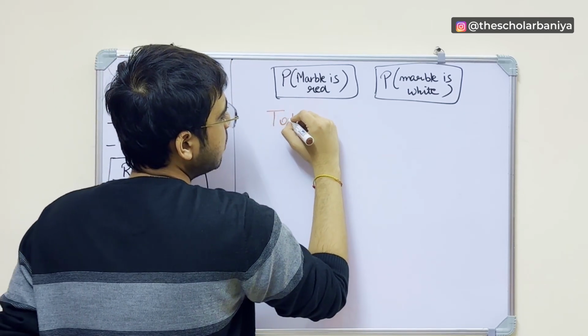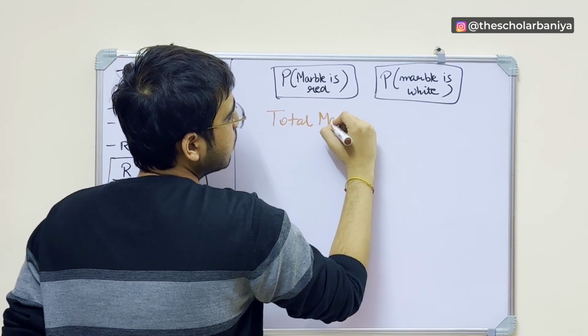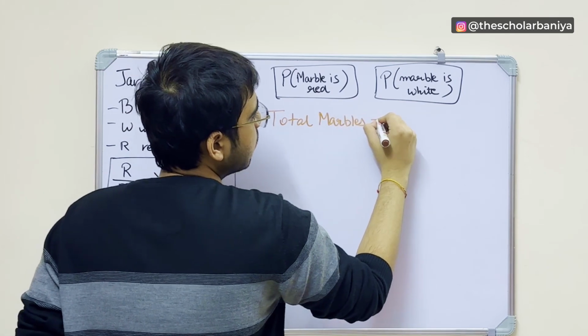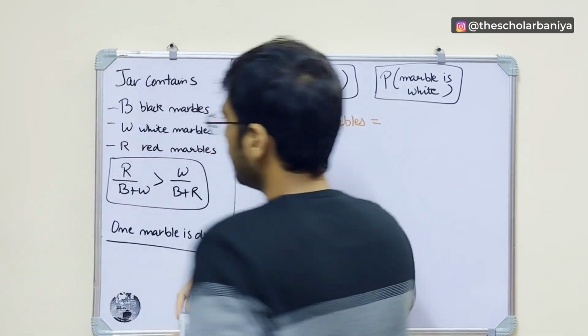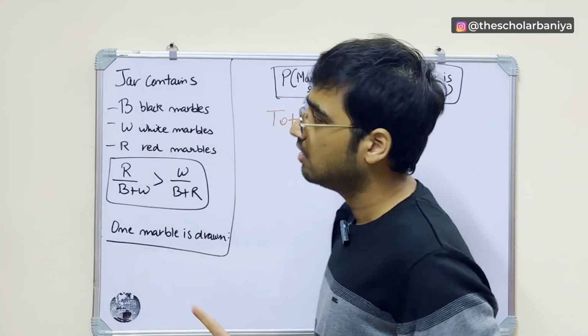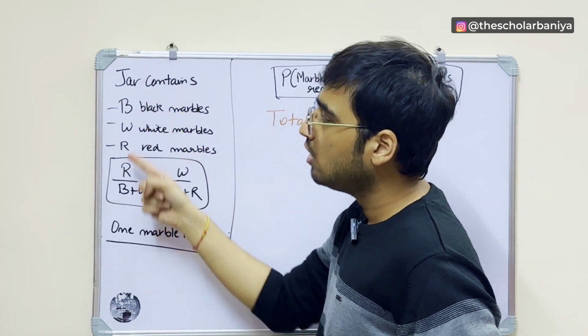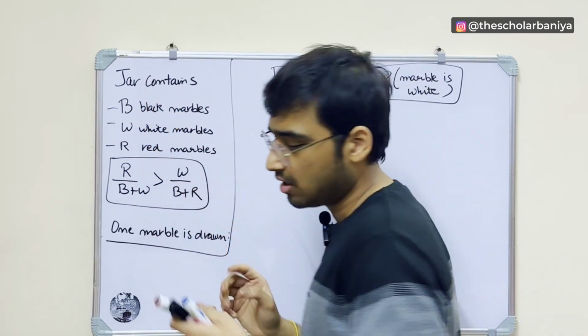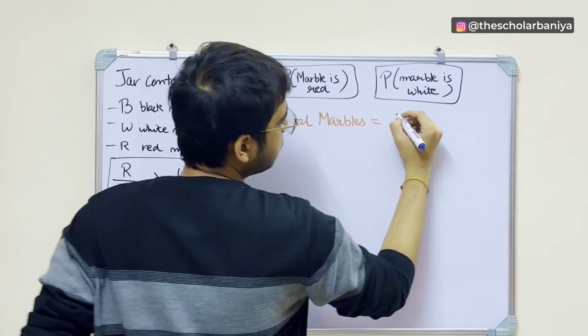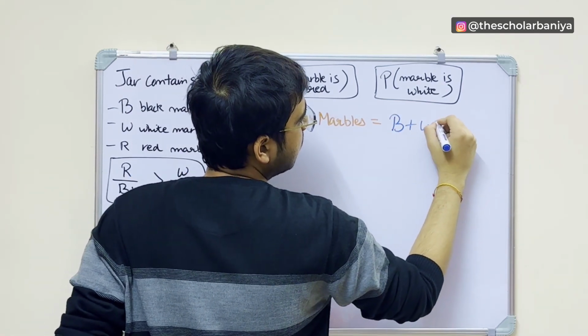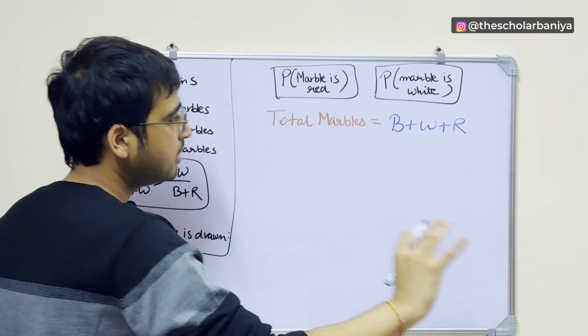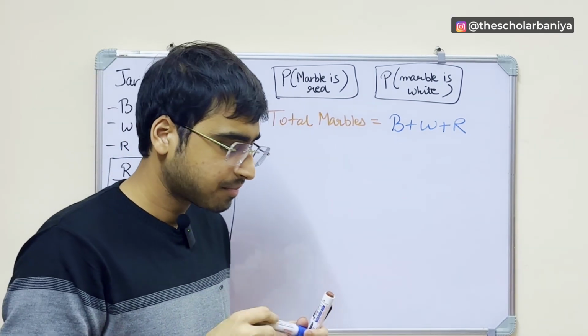The total marbles will be how many? B plus W plus R, right? Because the jar contains B black, W white, R red. So the total marbles will be B plus W plus R, right?